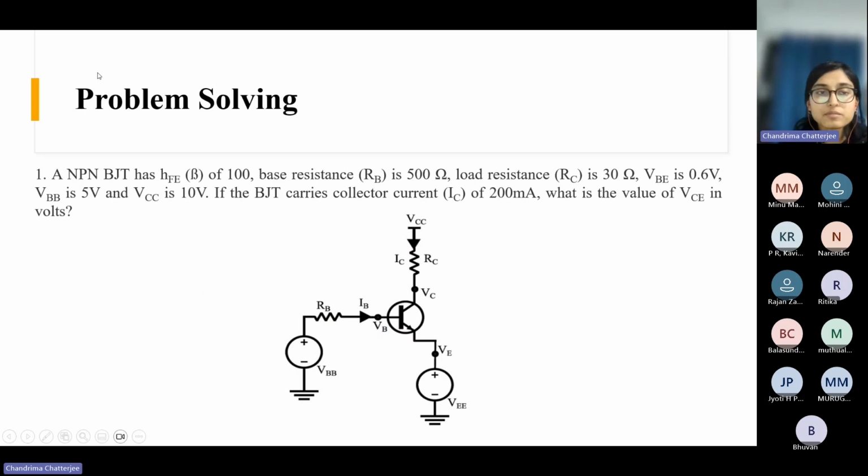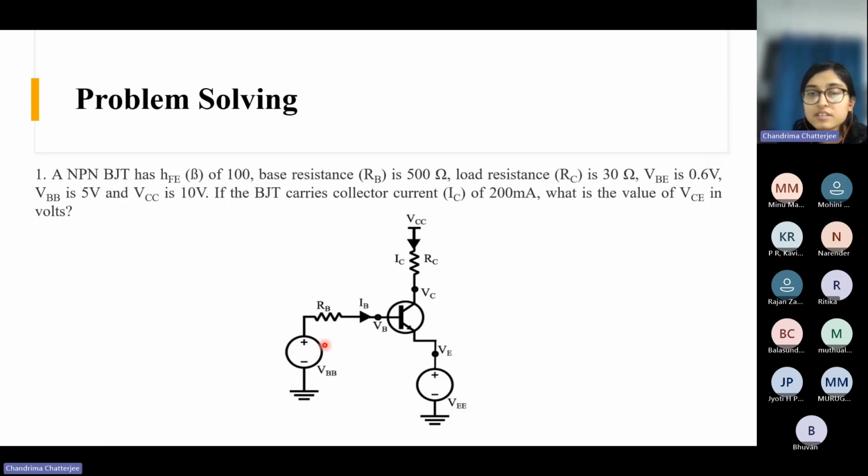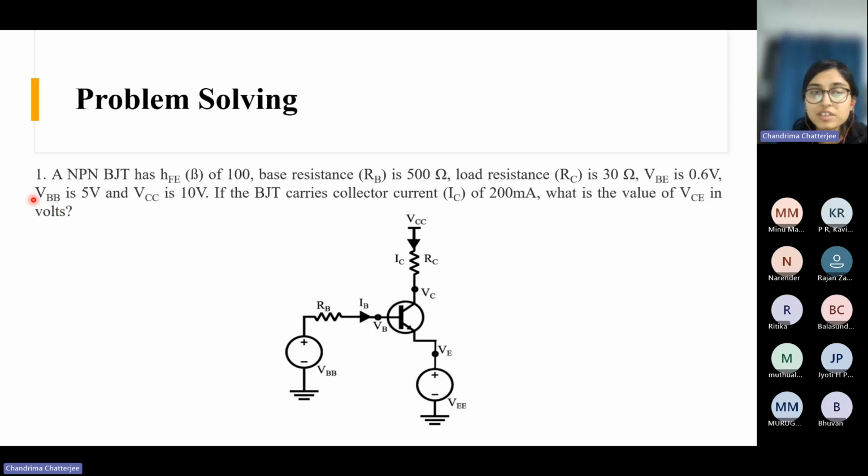So let's go through the first problem. The first problem says an NPN BJT has HFE, that is beta, of 100, base resistance is given as 500 ohm, load resistance RC is 30 ohm, VBE is 0.6 volt. So the base emitter junction drop VBE is 0.6 volt. VBB is 5 volt. VBB is basically this source that provides the base current, that is 5 volt.